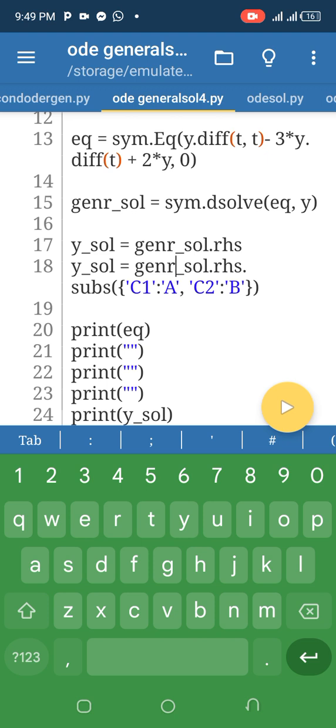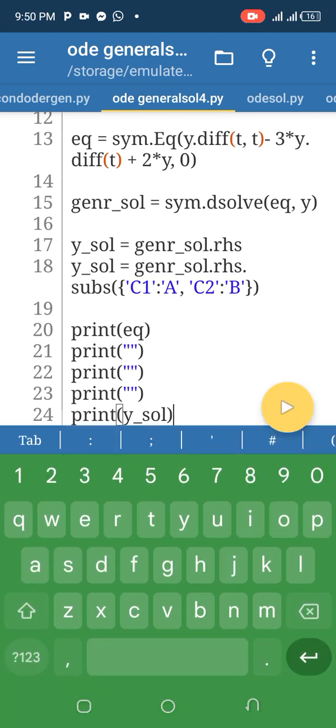So if we substitute, we create a dictionary, which always takes a key and a value. So C1 is a key and the value is A. We are going to substitute C1 with A, then also C2 with B. If there was another constant created like C3, we could also substitute it with another constant, for example C or K or any other.